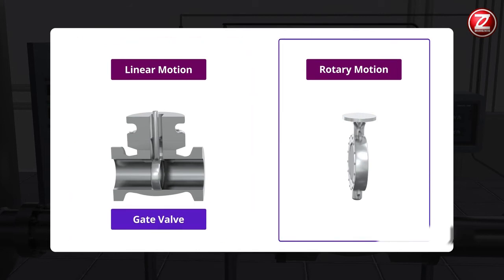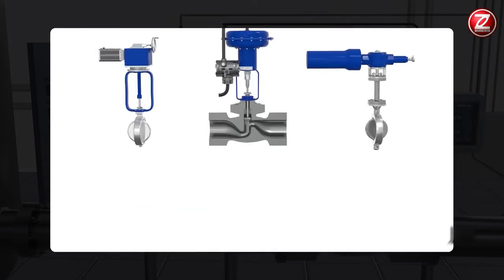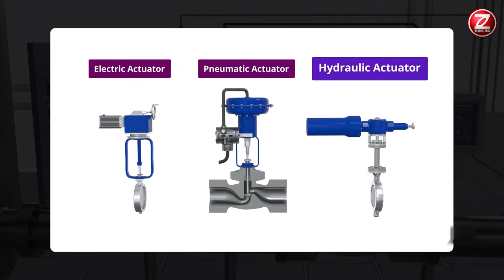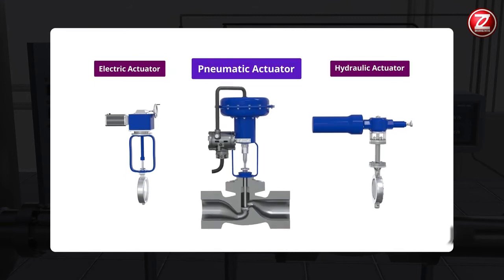A rotary motion valve in almost all cases rotates 90 degrees from open to the closed position. A commonly used rotary valve is the butterfly valve. The actuator is the device connected to the valve through the valve stem that provides the force required to move the valve. As we said earlier, the actuator can be controlled electrically, pneumatically, or hydraulically. The most common and the most reliable is the pneumatic actuator.